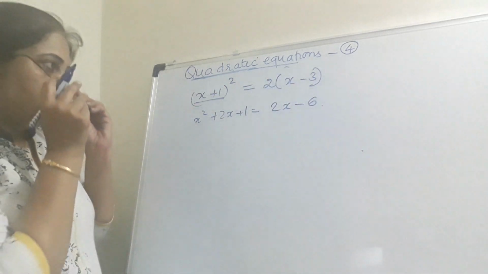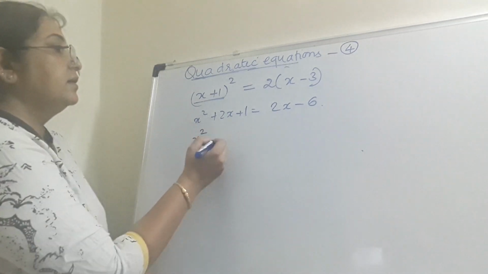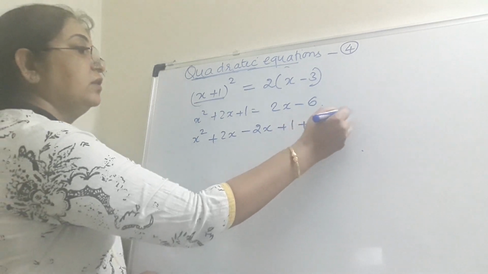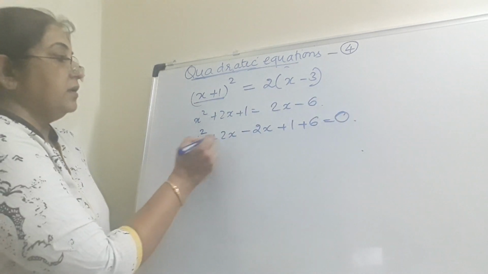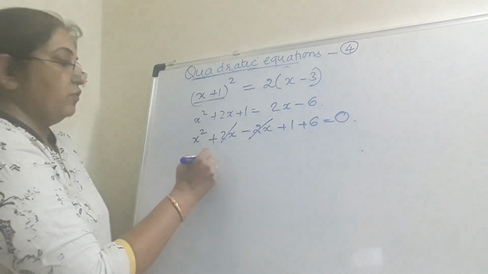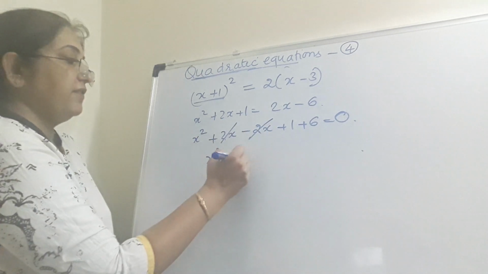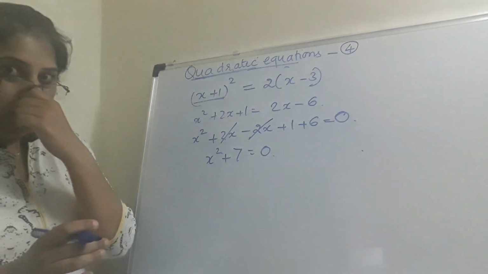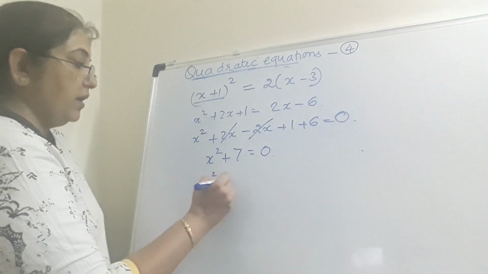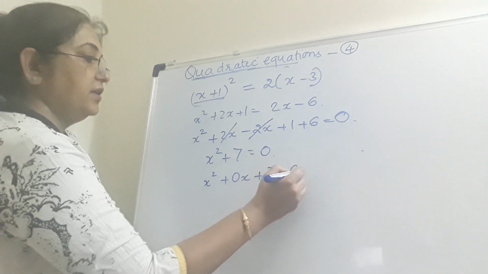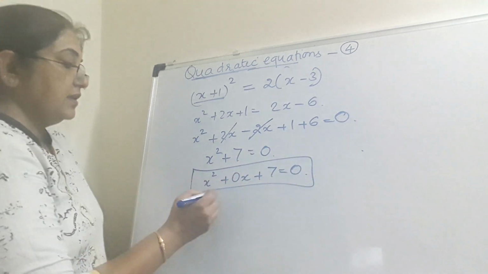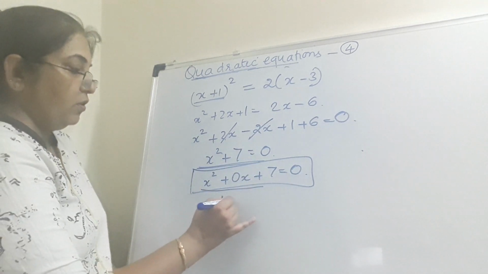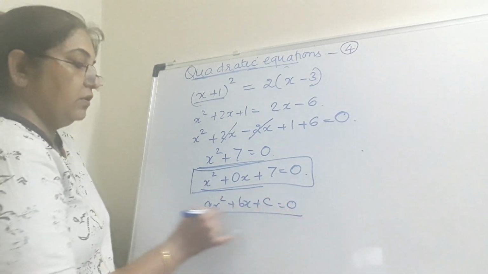So x square plus 2x plus 1 will give you x square plus 2x minus 2x plus 1 plus 6 is equal to 0. Here plus 2x and minus 2x will cancel. So we are left with x square plus 7, which is equal to 0. Now we can write this in the quadratic equation form, as I told you before. Now we can write x square plus 0x plus 7 is equal to 0. So therefore we can say that this is a quadratic equation, because it is written in the form of ax square plus bx plus c, which is equal to 0.